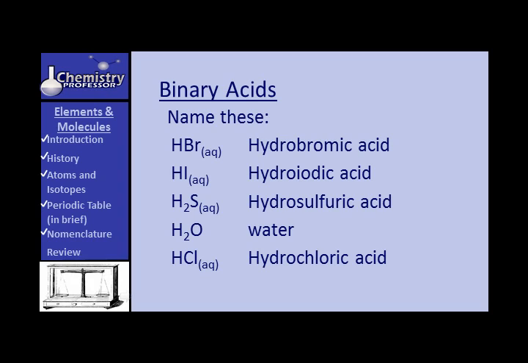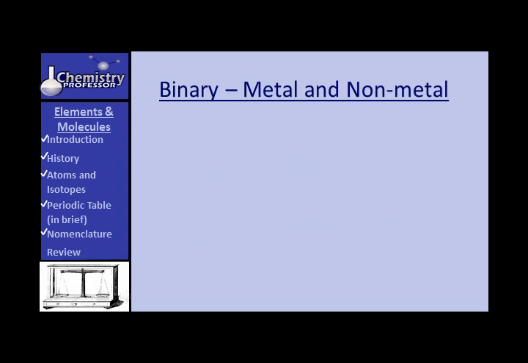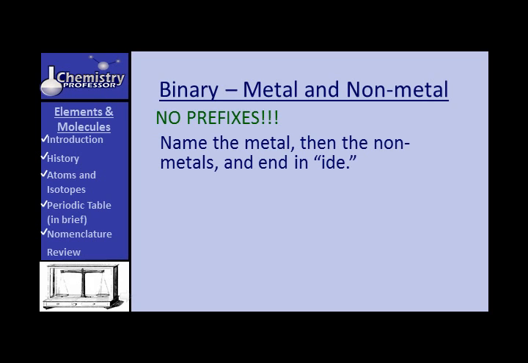All right, let's go now to binary compounds made of a metal and a nonmetal. Now, the prefixes that we used with the compounds of two nonmetals should be left right there with compounds of two nonmetals. We don't use prefixes with the metal and the nonmetal. What we do is we name the metal, then we name the nonmetal, and we end it in IDE. Why do we end it in IDE? Because it's binary.